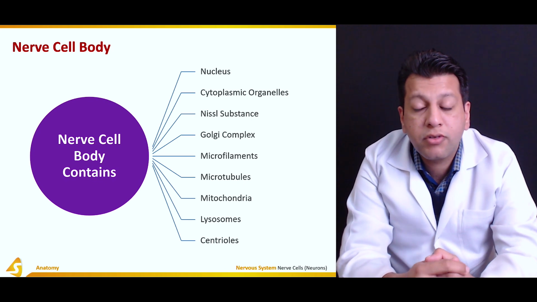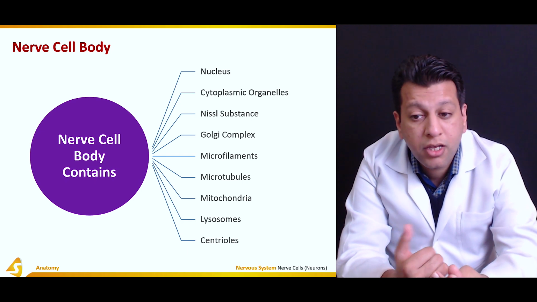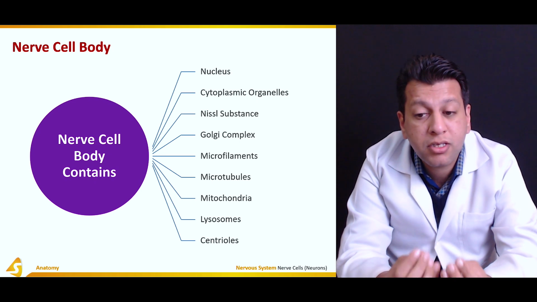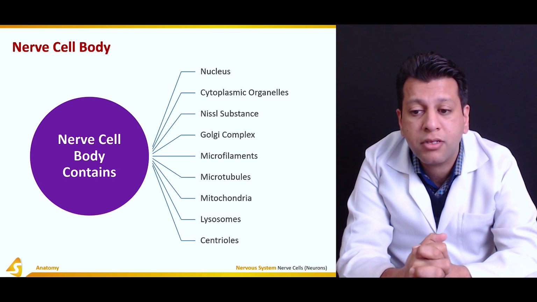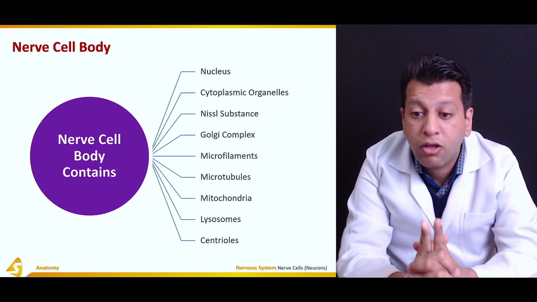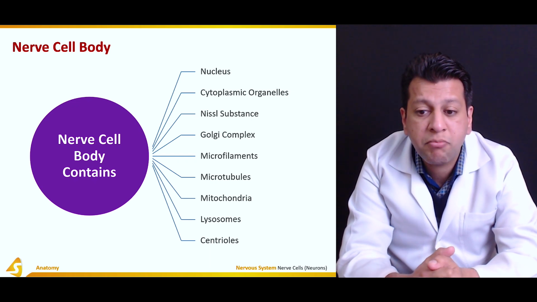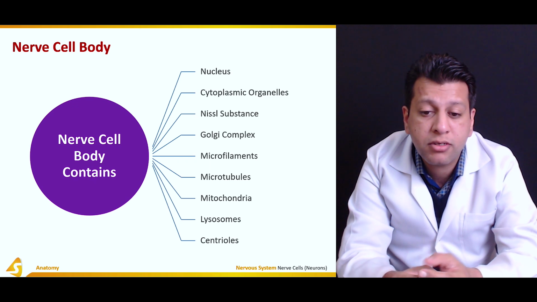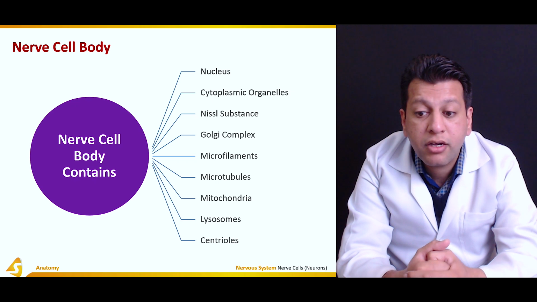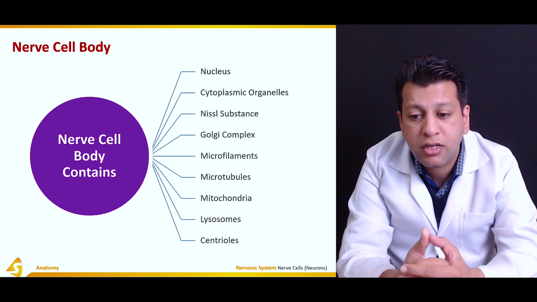So what does the nerve cell body contain? Any cell would contain a nucleus. It would also contain all other cytoplasmic organelles, and Nissl substance, specifically present in nerve cells, which helps in the nourishment of the nerve cells and is only present in nervous tissue. The Golgi complex is also present, and microfilaments and microtubules have a role in axonal transport. Mitochondria provide ATP and energy for the transport and for nerve conduction to take place.